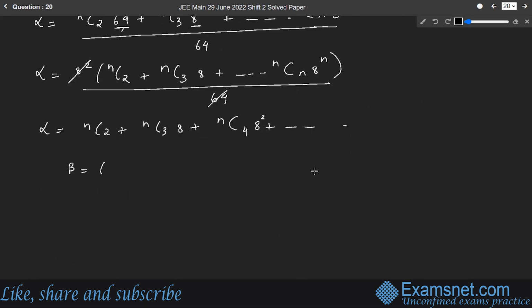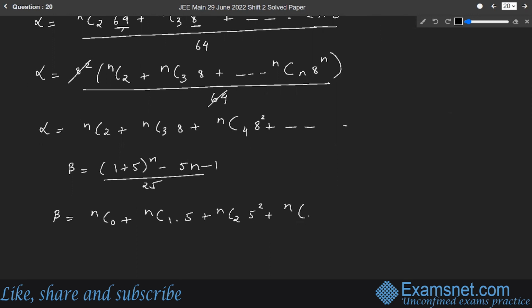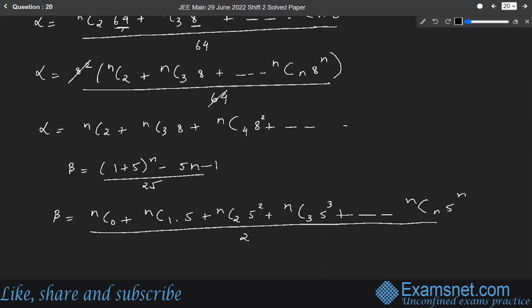Beta will be equal to (1 plus 5) power n minus 5n minus 1, divided by 25. Again, if we use the formula for (1 plus x) power n, here x is 5. So beta will be equal to nC0 plus nC1 into x, what is x? 5. Plus nC2 into x square, means 5 square, plus nC3 into x cube, so 5 cube, plus so on up to nCn into 5 power n. And it will be again divided by 25.